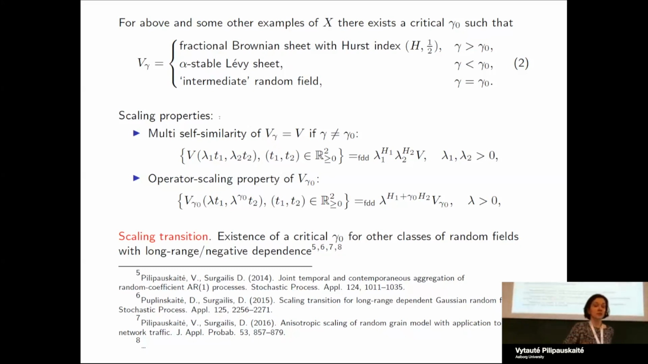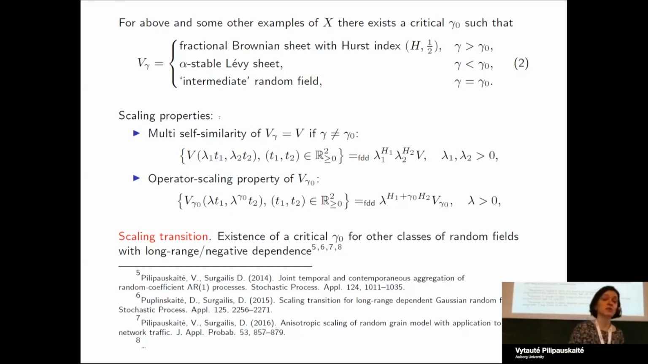Otherwise, it's the alpha-stable Lévy sheet, and for the critical value we have some intermediate random field that follows from the before-mentioned works. So we are interested in the properties of these V gamma, and their increments, whether they are dependent or not, but an interesting property is also scaling.